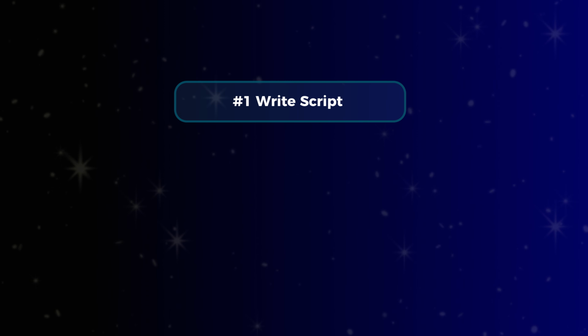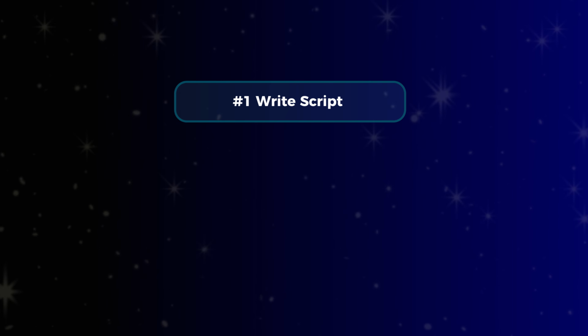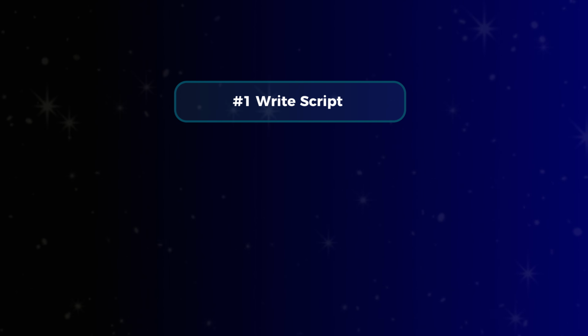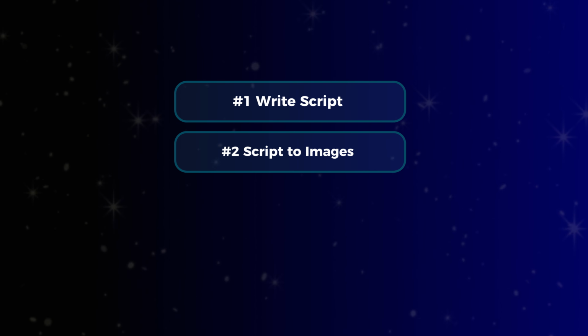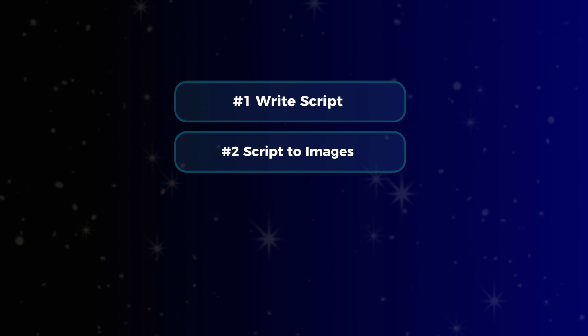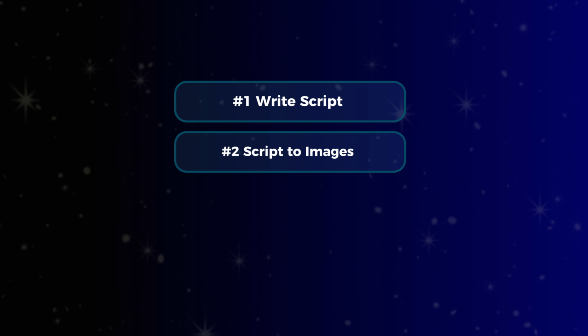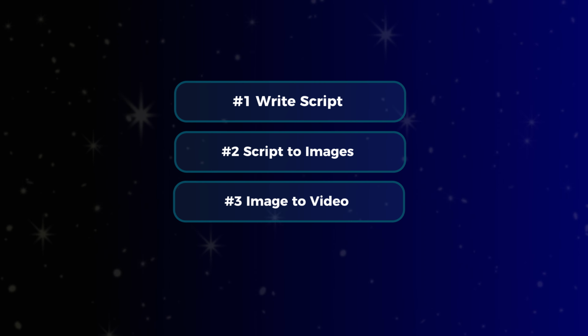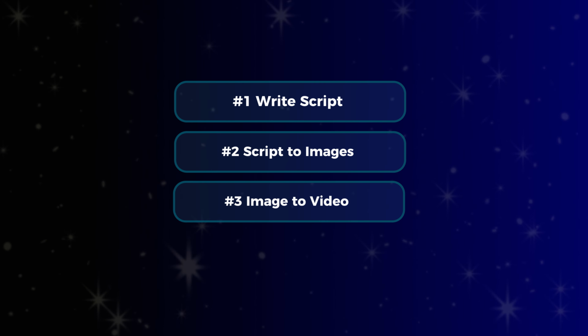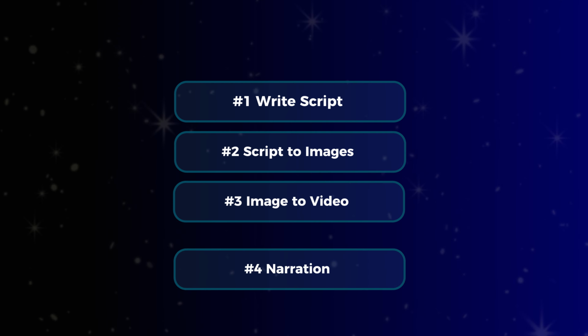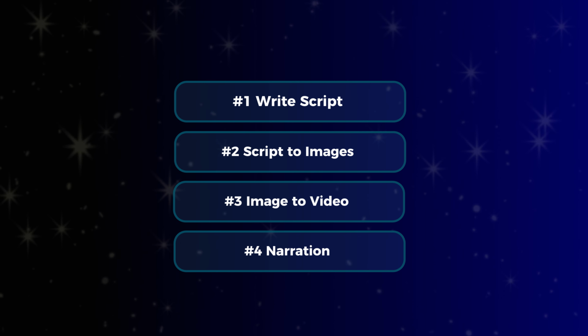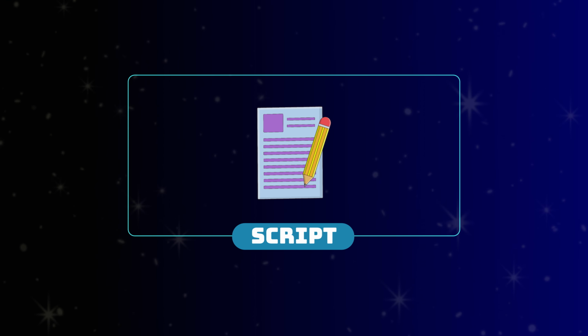First, you write a short script designed specifically for visual storytelling. Second, you turn that script into consistent images by generating your characters and scenes. Third, you convert those static images into motion using image-to-video tools. And finally, you add narration to emotionally connect everything together. Let's begin with the most important step, writing the script.